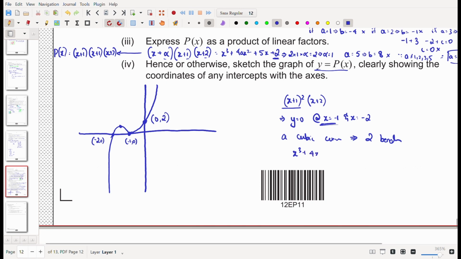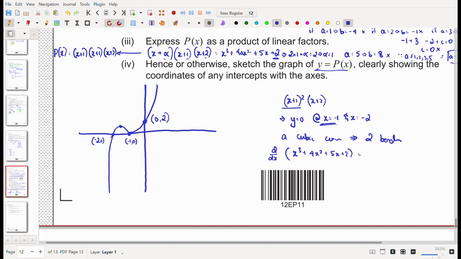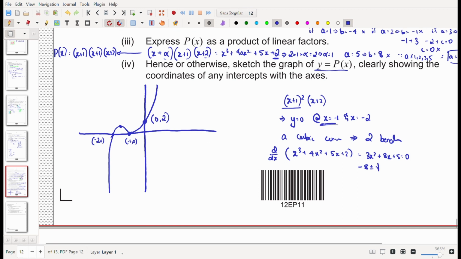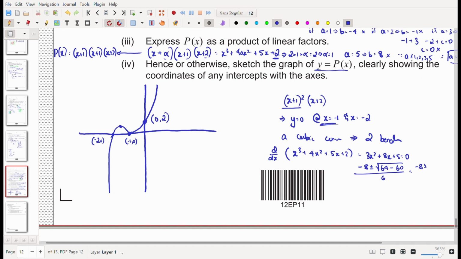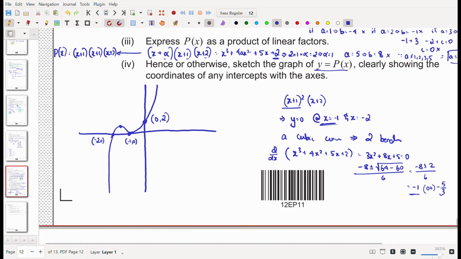So x cubed plus 4x squared plus 5x plus 2, differentiate it, 3x squared plus 8x plus 5 is equal to 0. Let's use the quadratic solver. Minus 8 plus or minus root over 64 minus 4ac, which is 60, by 2a, which is 6. So minus 8 plus or minus 2 by 6, which is either minus 1 or minus 5 by 3. Now you'll see that minus 1 is already given here as a minima, and the maxima therefore must be minus 5 by 3.